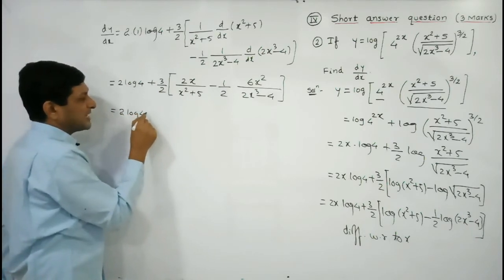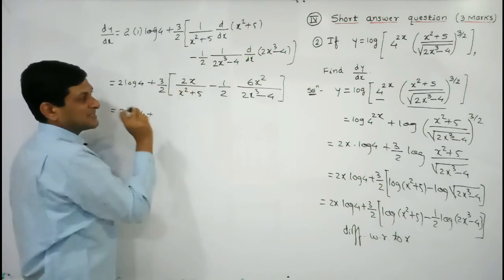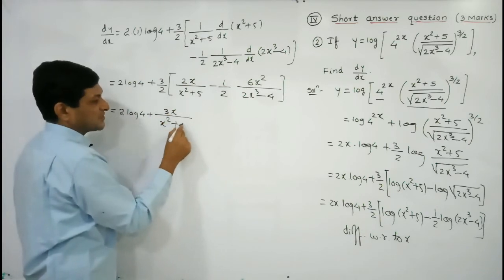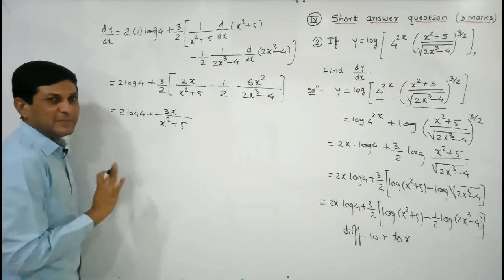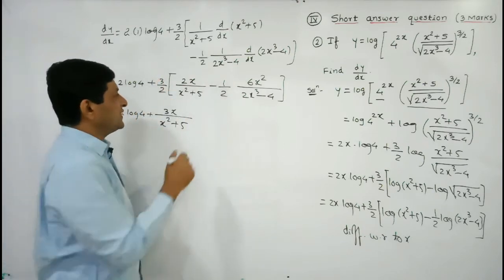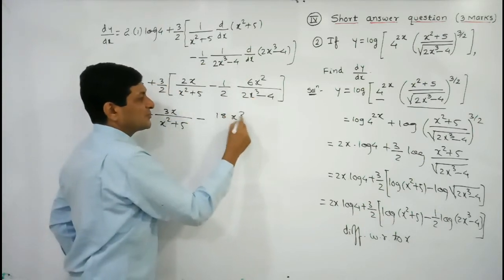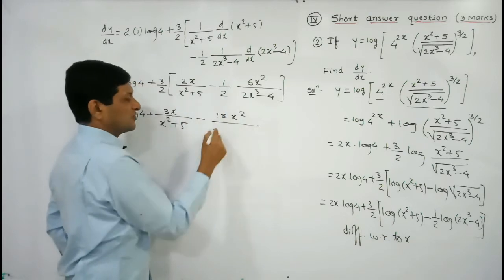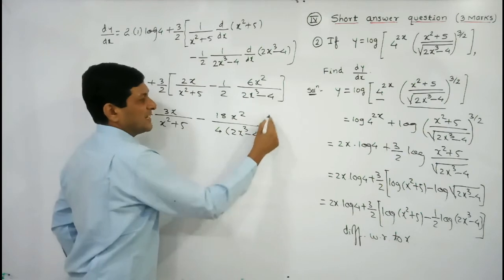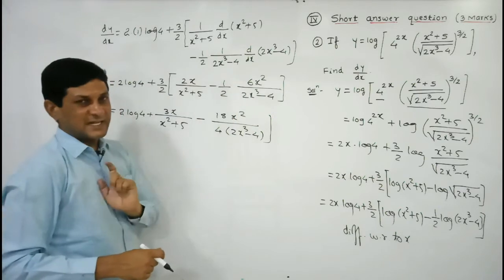2 log 4, keep it as it is. If I am multiplying by 3 by 2 to the first term in this bracket, 2 and 2 will get cancelled. What is the remaining term? 3x divided by x square plus 5. Just simply I am multiplying by 3 by 2 to the first term. If I am multiplying by 3 by 2 to the second term, what will we get here? Minus, here 3 into 6 will be 18x square, and in the denominator 2 into 2 will be equal to 4 into 2x cube minus 4. Just simply I have multiplied by 3 by 2 to both the terms, first term also and second term also.